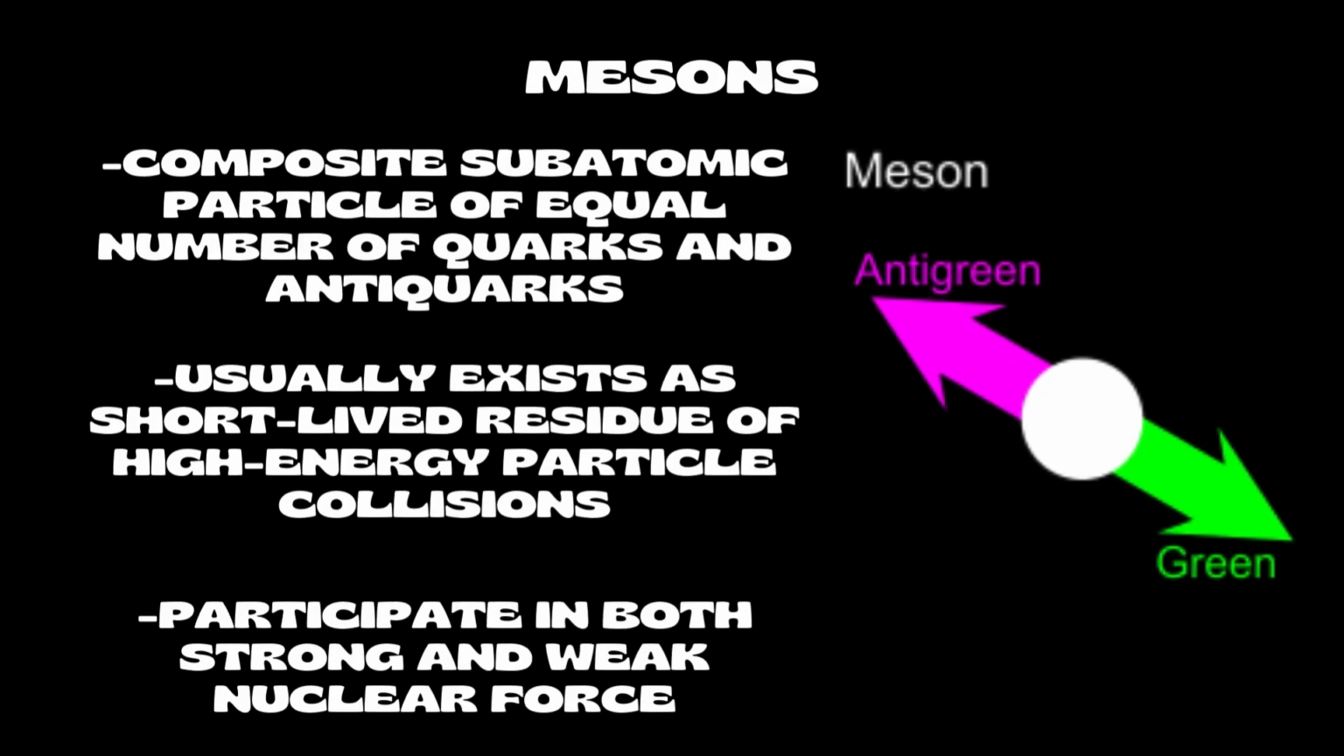Secondly, we have the mesons, the particles that are both made of quarks and are bosons. Mesons are made up of quark-antiquark pairs, thus they have equal numbers of quarks and antiquarks. Mesons are usually the results of high-energy particle collisions and are rare to find otherwise. Mesons interact with both the strong nuclear force and the weak force.